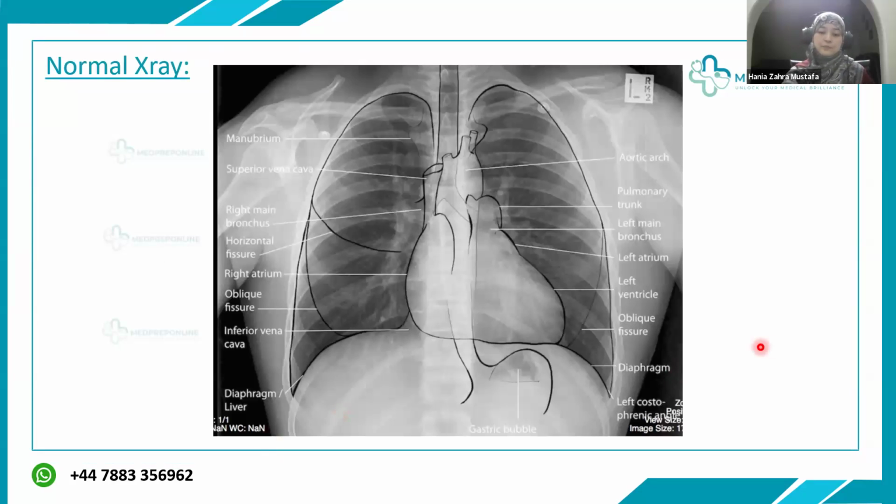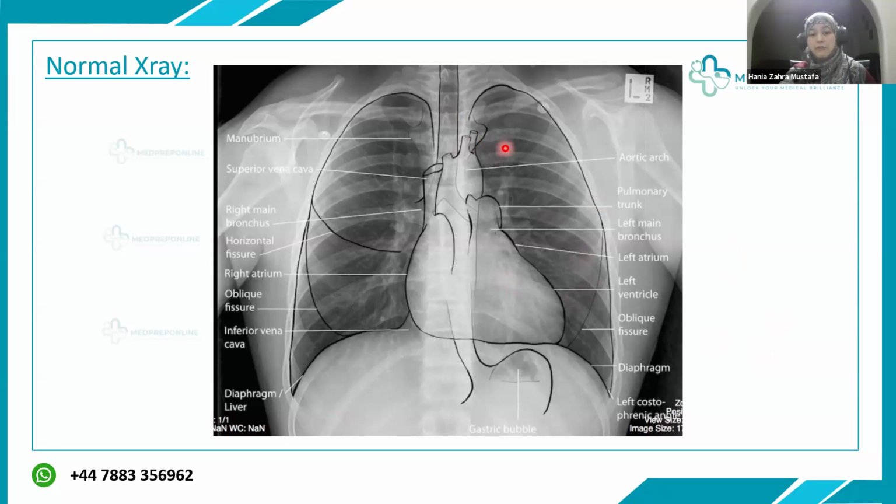Okay, now starting with the x-rays. For the x-rays, you need to first know what a normal x-ray is and how to read a normal x-ray. The first thing you do, you will confirm if you are reading the correct patient's x-ray or not. You will confirm the patient's age, name, and date, and it is good to always compare with the previous x-rays that a patient is having. And then you will start with the ABCDE approach.